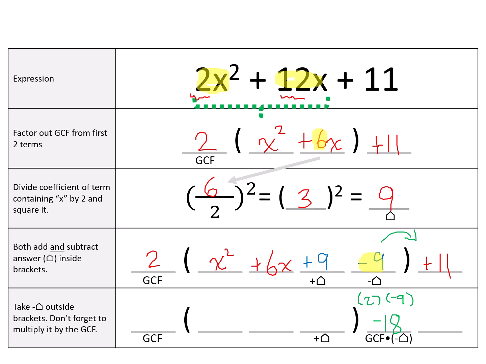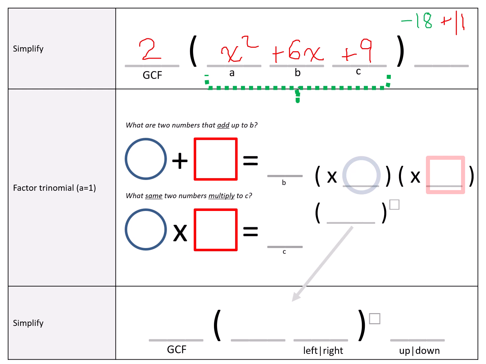Everything else is going to stay exactly the same. So the 2 stays the same, the x squared, the plus 6x, the plus 9, and the plus 11. In our next step, we're going to simplify negative 18 and positive 11 outside the brackets. So negative 18 plus 11 gives you negative 7.